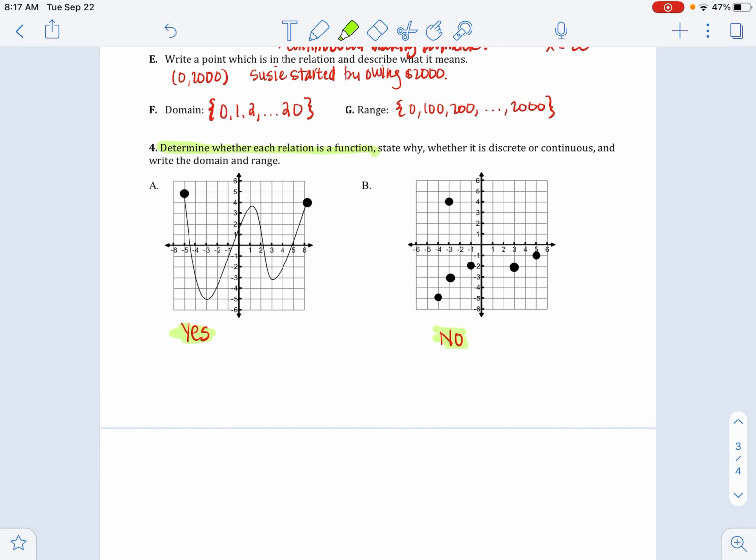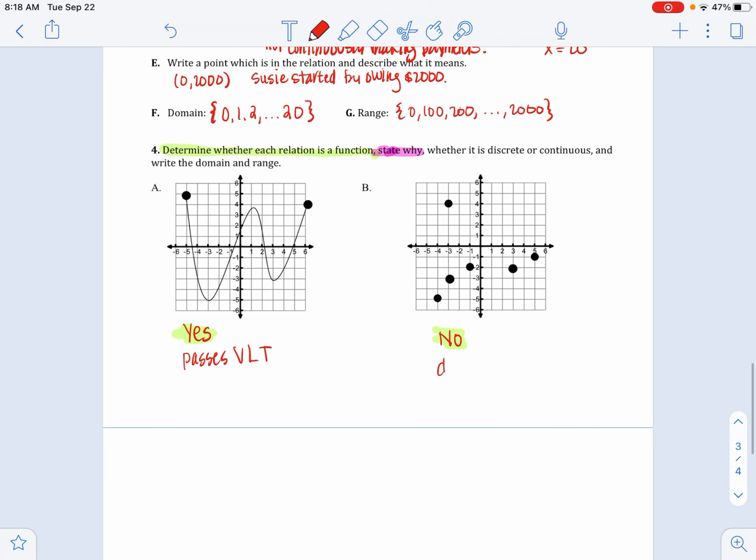Okay. Next it says state why. So now I'll use pink for that, state why. Okay, so if you look here, this graph passes the vertical line test. I can draw a vertical line anywhere and I'll only hit it once. So I'm going to say passes VLT. Or I could say every input has exactly one output. Here, it doesn't pass the vertical line test. Or I can say the input of -3 has two different outputs. Doesn't pass VLT is easier to write for me.